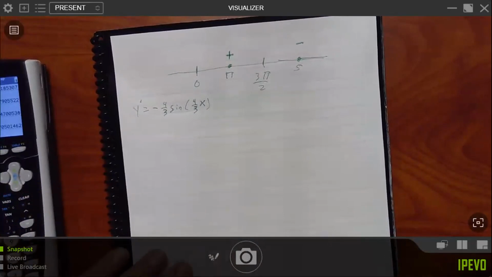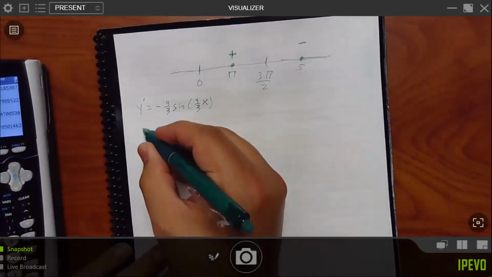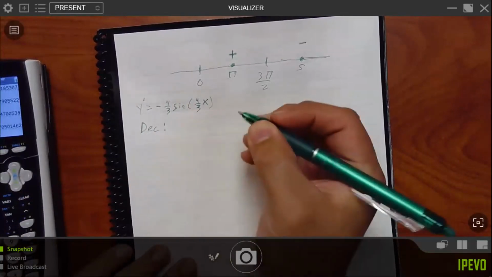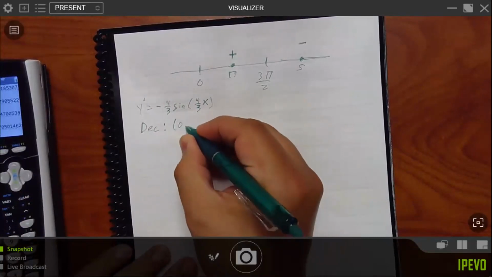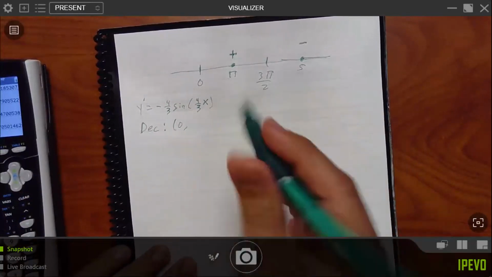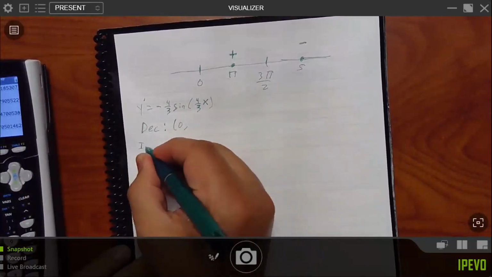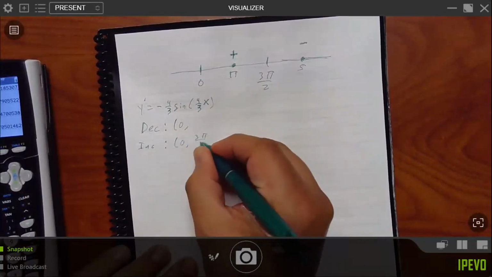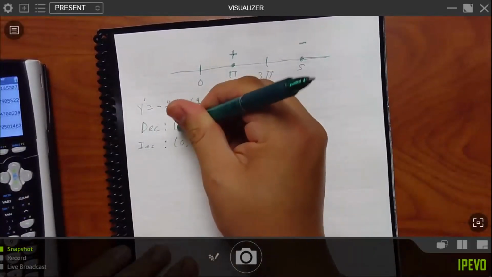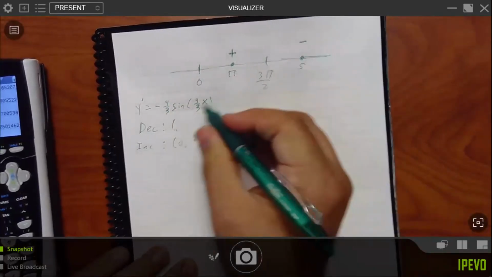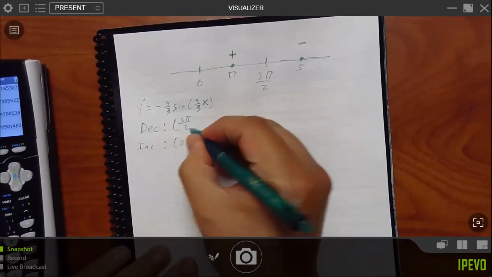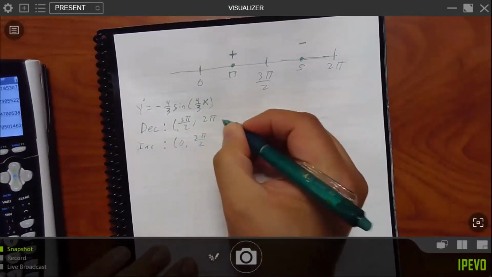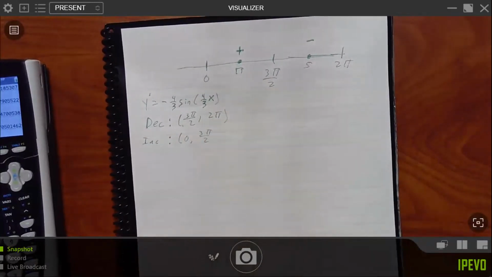So we can say we are decreasing from 0 to, sorry, increasing is that one. Increasing from 0 to 3 pi over 2, decreasing from 3 pi over 2. The ending was 2 pi, right? Correct. So we can say up until 2 pi. Okay, that makes sense. Should work.